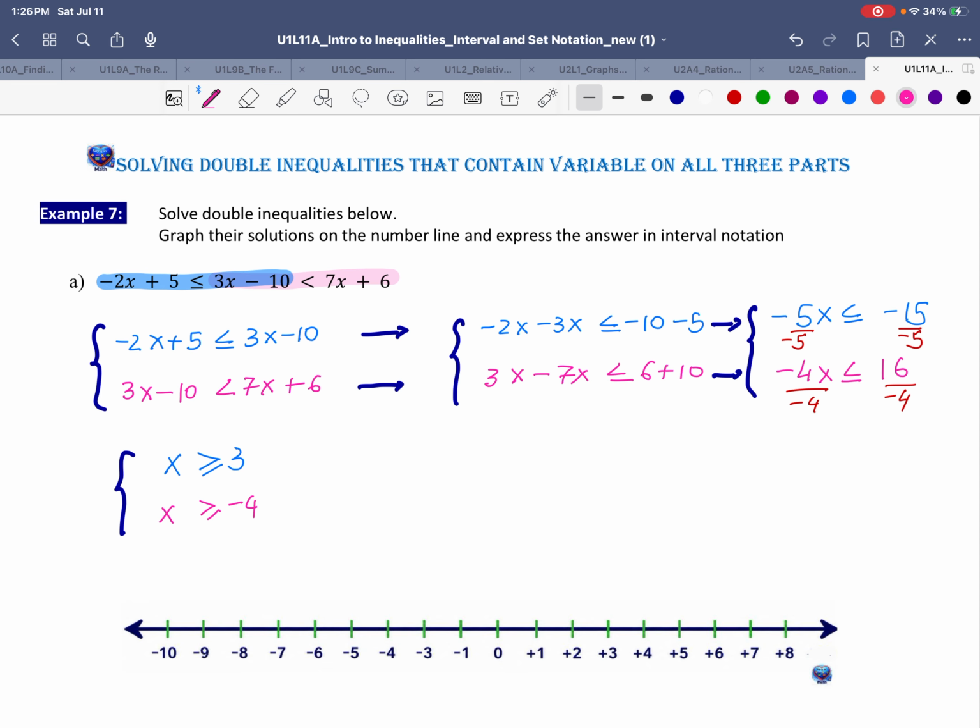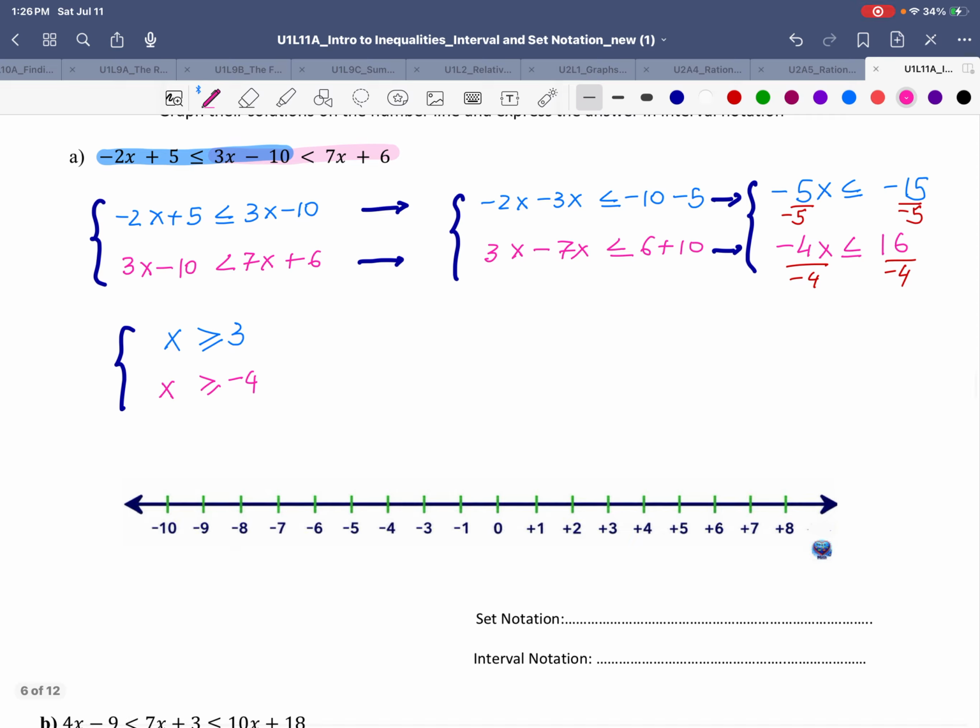So now let's place these solutions on the number line. It makes it a lot easier. So we're going to spot where the number 3 is, positive 3. It's right here. We want the values to be greater than or equal to 3, and those numbers are all here. Now we have to determine all the x values that are greater than or equal to negative 4. So we want to include negative 4. Sure, why not? And all the solutions will be right here.